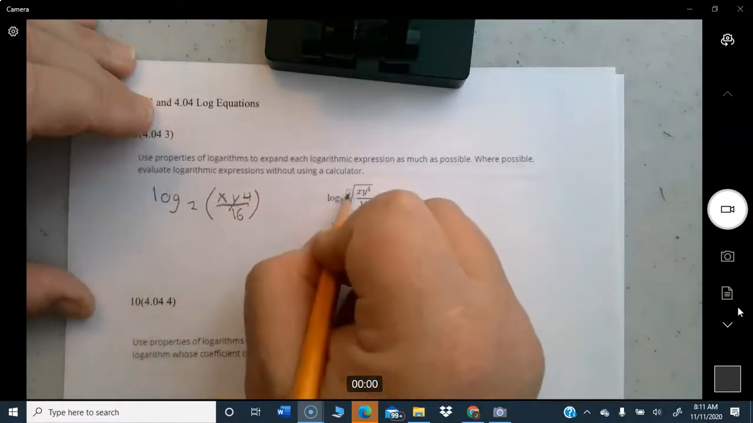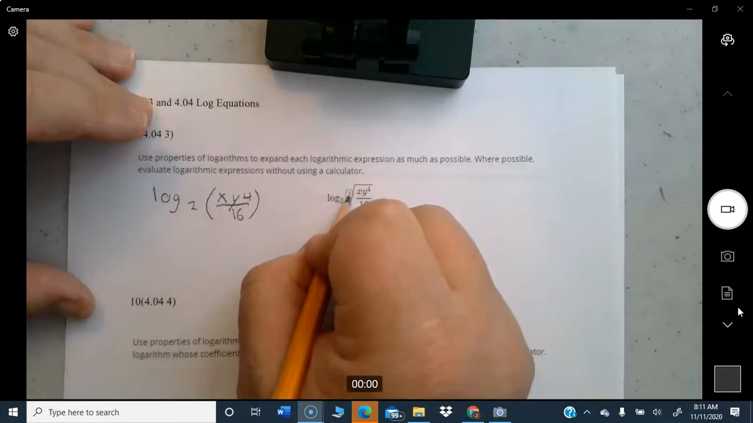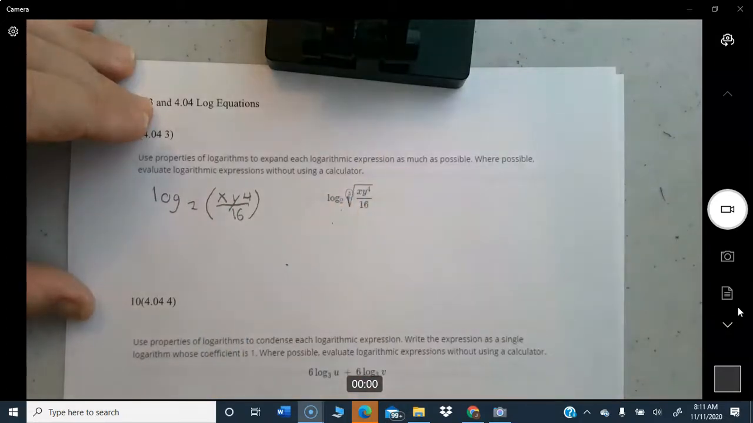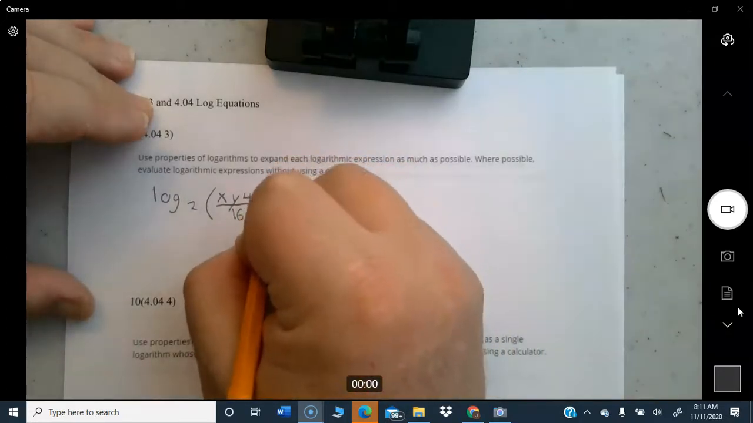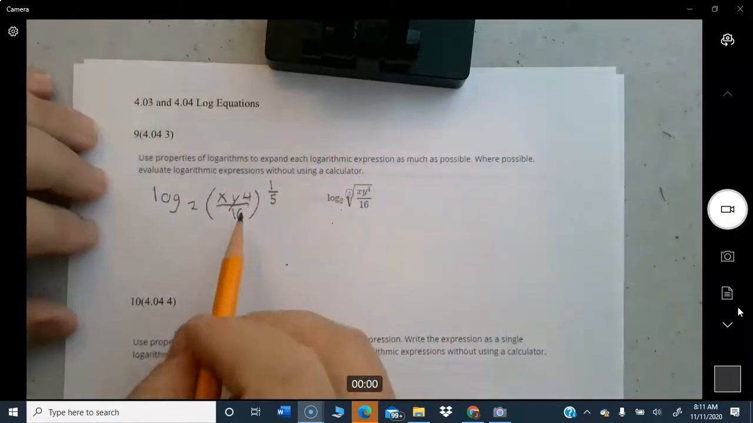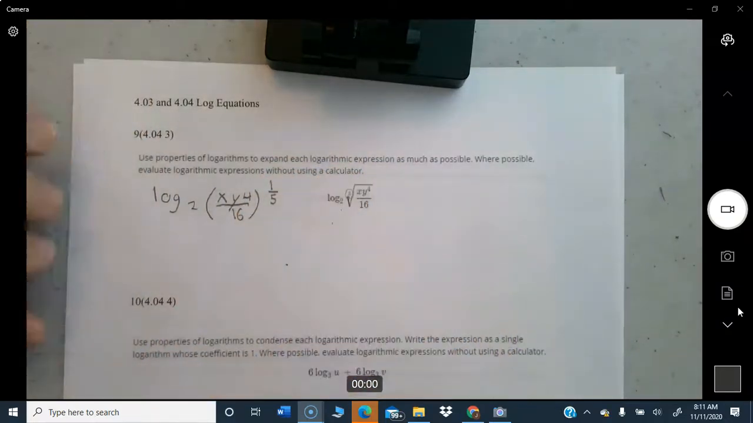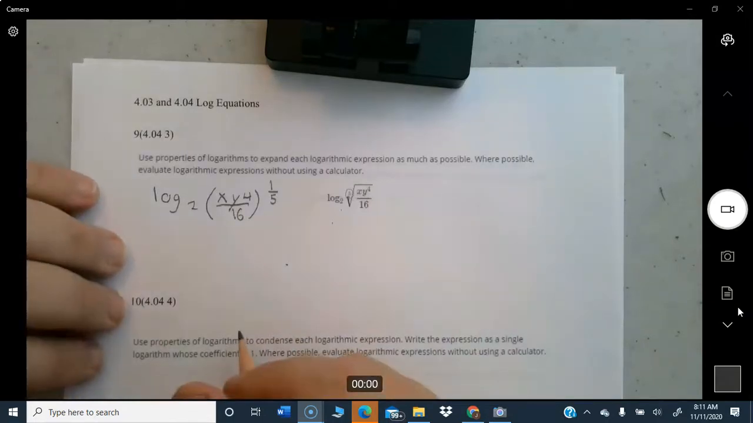And I'm going to raise that. The whole thing is raised to the fifth root of it. So I'm going to raise this to the 1/5 power. Okay, so this is equal to that. You just changed it from a root into an exponent. All right, so what's the next thing you can do?